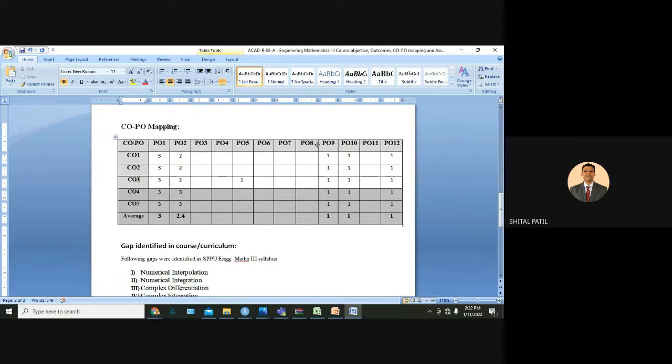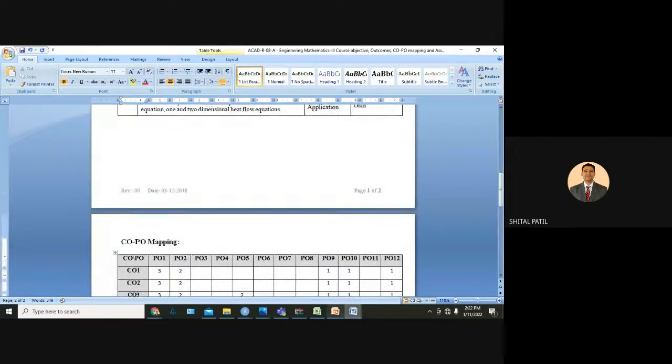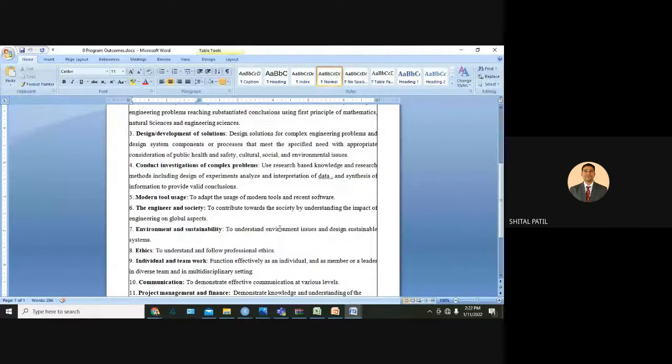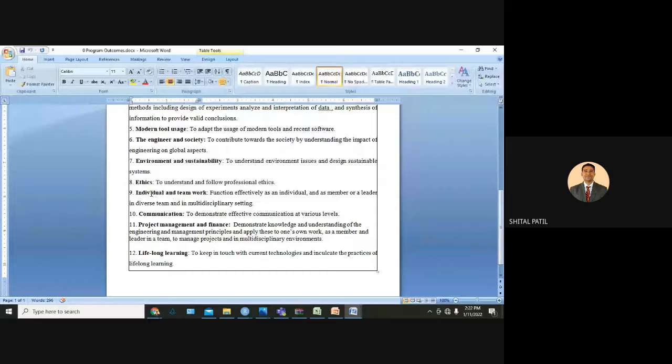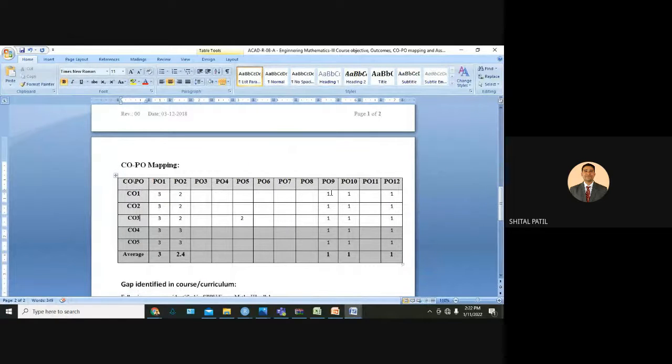Then PO6, PO7, PO8, usually we don't map these. PO9, hope you remember what PO9 is. PO9, PO10, PO11. PO9 is individual and teamwork. So some individual and teamwork will be given to you. Communication: so writing tutorials, and the questions asked during the tutorial, that is like a communication skill. And then lifelong learning. They are also mapped. This is about teamwork, this is about the communication skill, and this is about lifelong learning. They are mapped at level 1. Getting everyone?